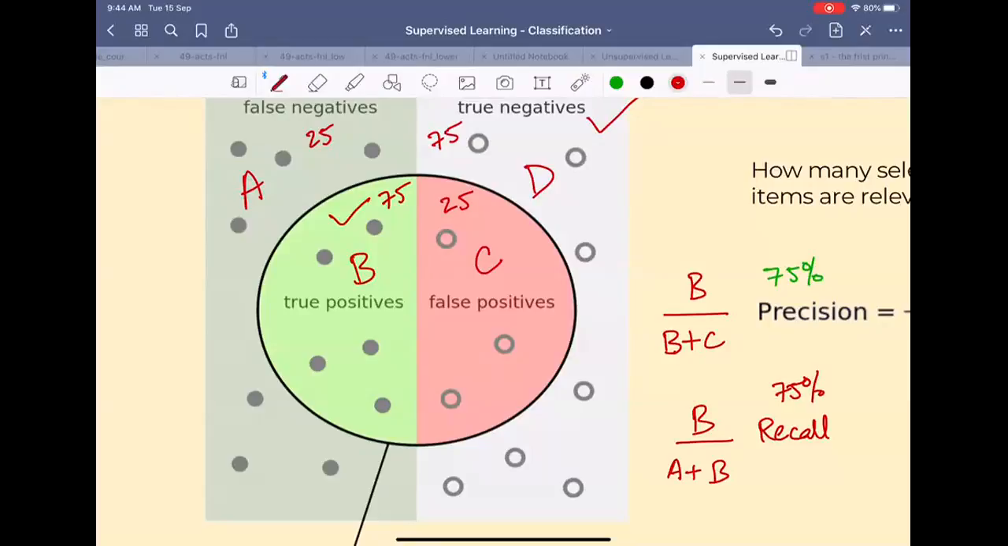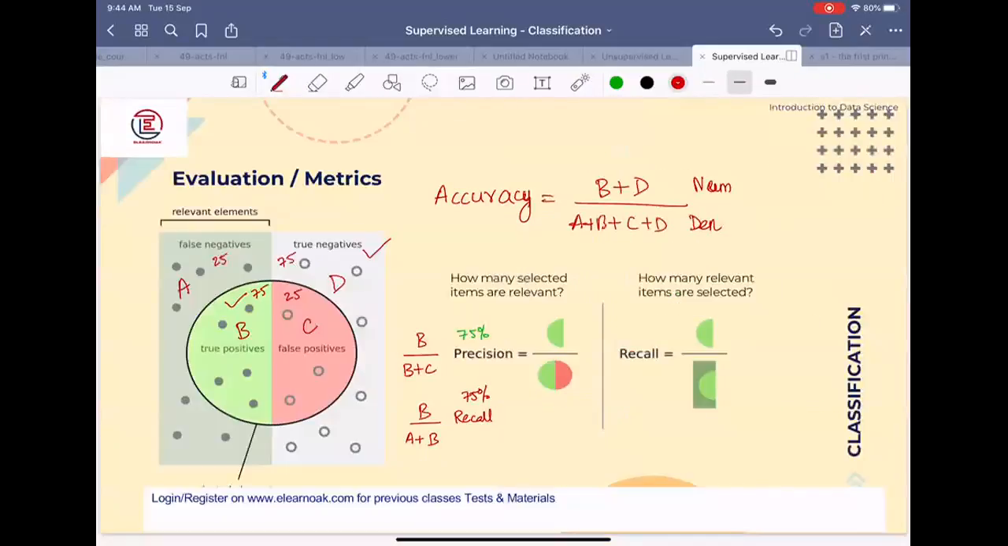Let me now zoom out and show you my entire screen. What does this basically mean? It means when we say someone has survived, we are 75% right. And when we say all the people that have survived, we are capturing 75% of the people who have survived. We are not capturing everything. We would have captured everything if we had predicted everything on the left is true and everything on the right is false. I hope you understand what precision and recall are.